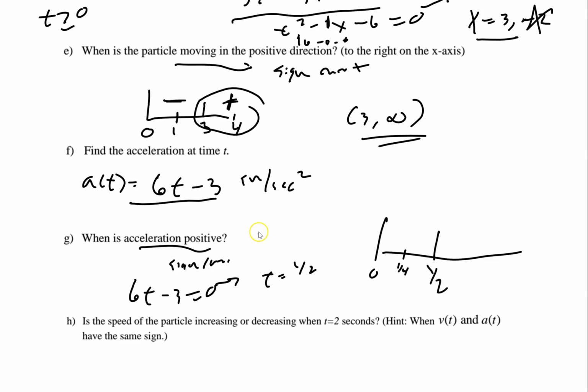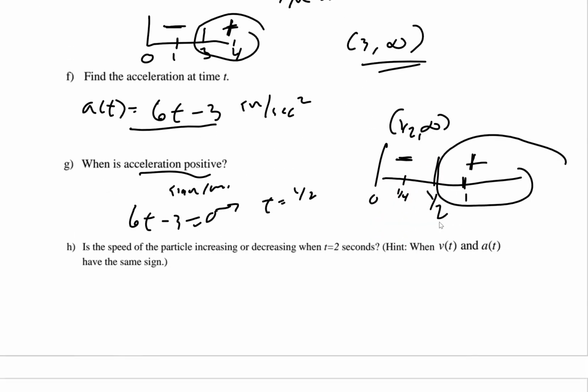1/4 times 6 is 1.5. 1.5 minus 3 is a negative. And then pick something over here, a lot easier, like 1. I get 6 minus 3, which is a positive. Acceleration is positive over here, from 1/2 to infinity.